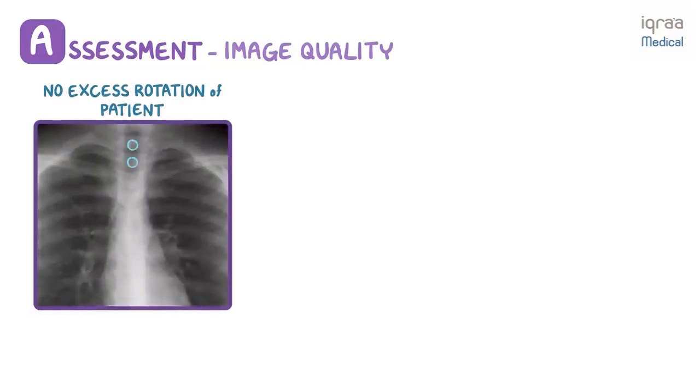You also need to assess image quality, because this will impact the accuracy of the test in detecting pathology. For example, to ensure there isn't excess rotation of the patient, you should make sure that the medial ends of the spinous processes are equally distant from the border of the vertebral bodies. Rotation throws off the usual X-ray anatomy and introduces unwanted variation.